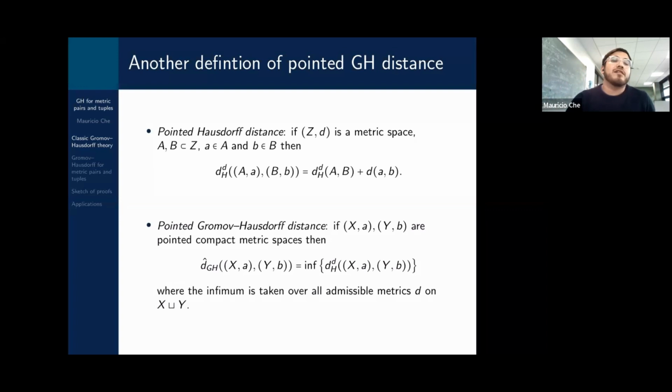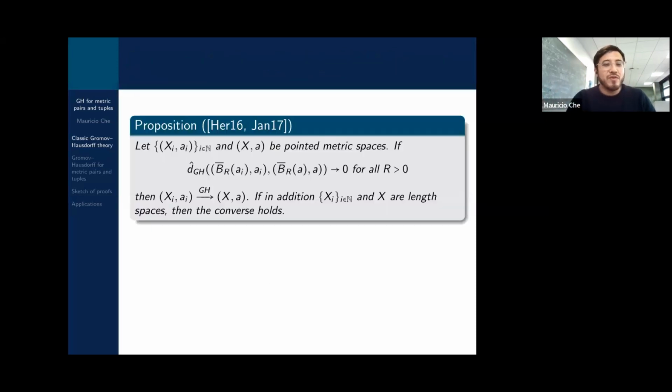And then we could define another Gromov-Hausdorff distance between these two by taking the infimum of all the pointed Hausdorff distances of these inside the disjoint union. Now, this only makes sense, or is only finite, when the pointed spaces are compact, so we cannot use it for non-compact spaces in principle, but we can use it to describe the convergence of pointed metric spaces, not necessarily compact, but proper.